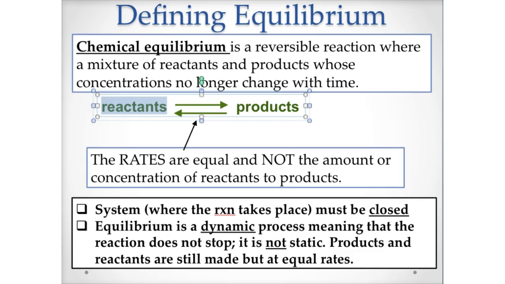Equilibrium is also a dynamic process, meaning that once equilibrium is achieved, that doesn't mean that the reaction is going to stop. Meaning that it is not static. Products and reactants are constantly being made at equal rates, not in equal amounts. Okay, the rates are the same, not the amount. So the concentration that you're making products is not equal to the concentration of reactants. Only the rate is the same.